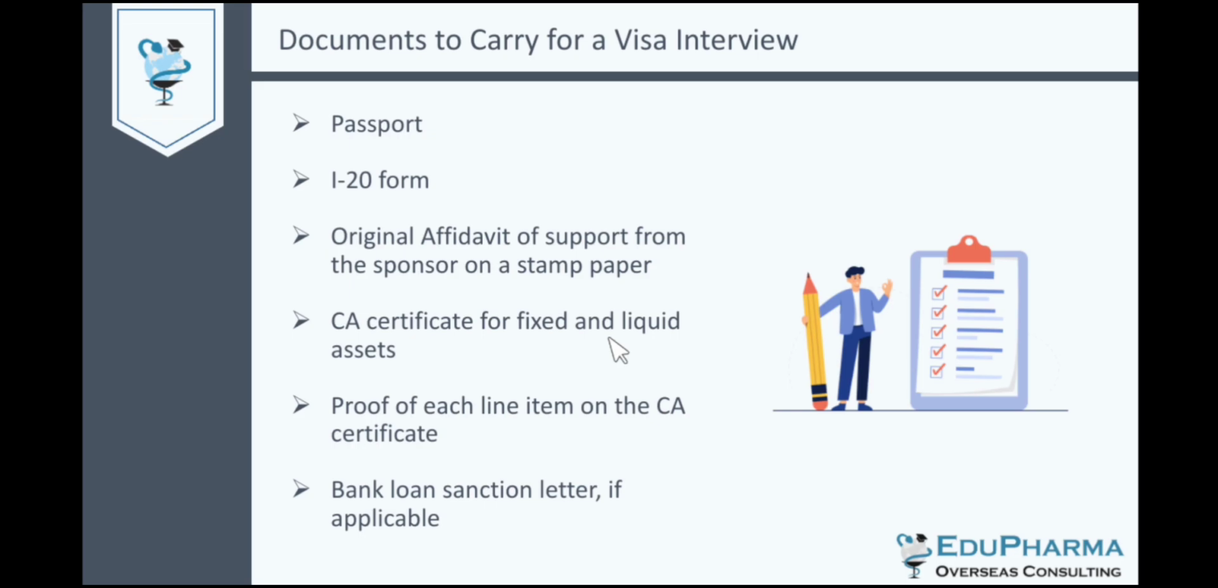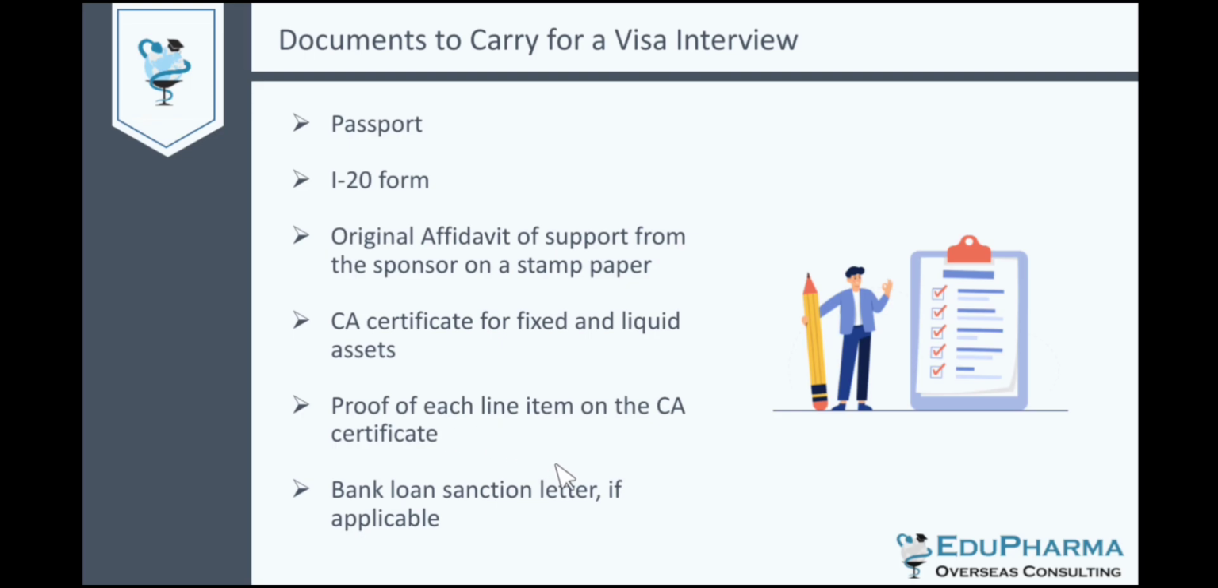The CA certificate basically is an explanation of how you are going to be funding your education. So, if it's your parents, then what kind of fixed assets they have, what kind of liquid assets they have. Fixed assets meaning any property that they have, a commercial property or residential properties, and liquid assets meaning any cash, gold, mutual funds, or any liquid asset that your parents have. Those can be listed out over there.